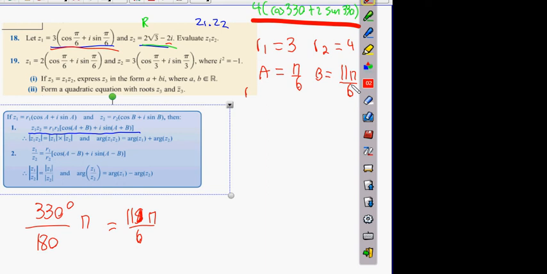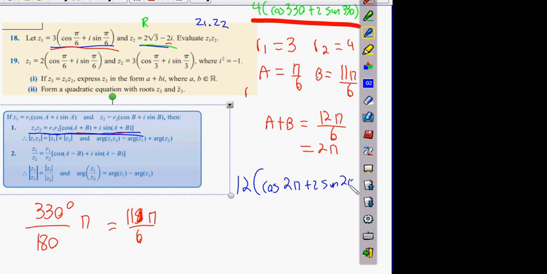In this question we're multiplying, so we have to figure out what A plus B is. A plus B, anybody? 12 pi over 6, which is 2 pi. Now follow your equation exactly as it is. R1 multiplied by R2 is 12, so 12 bracket cos 2 pi plus i sin 2 pi.